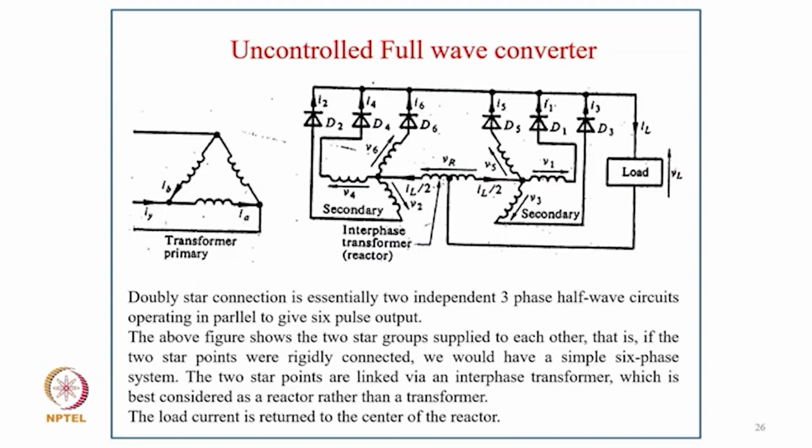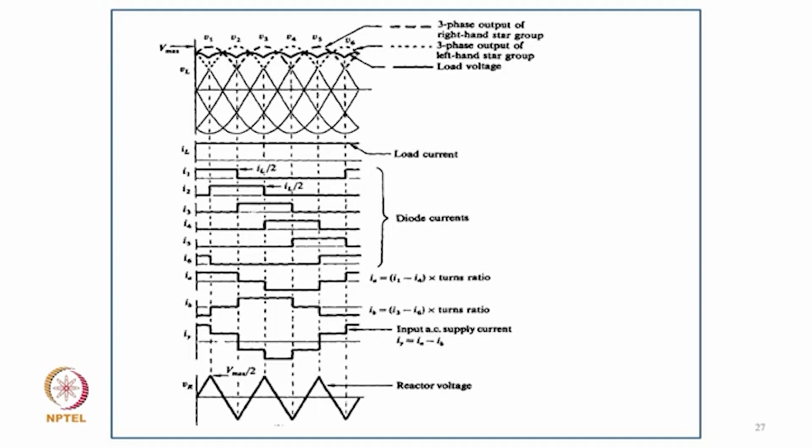So the double star connection is essentially 2 independent 3-phase half-wave circuits operating in parallel to give a 6 pulse output, and the above figure shows the 2 star groups supplied to each other. That is, if the 2 star points were rigidly connected, we would have a simple 6-phase system. The 2 star points are linked via an interphase transformer, which is best considered as a reactor rather than a transformer, and the load current is returned to the center of the reactor.